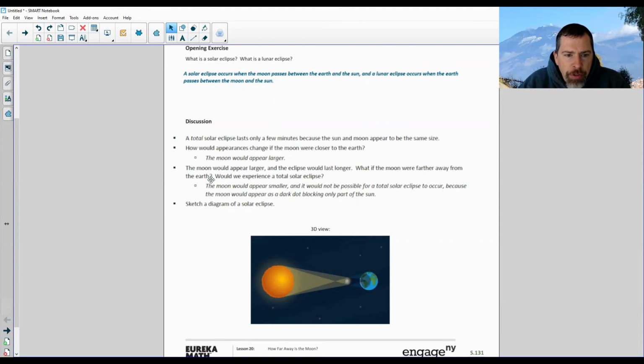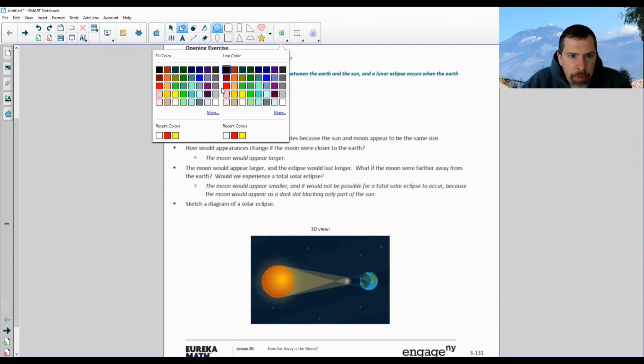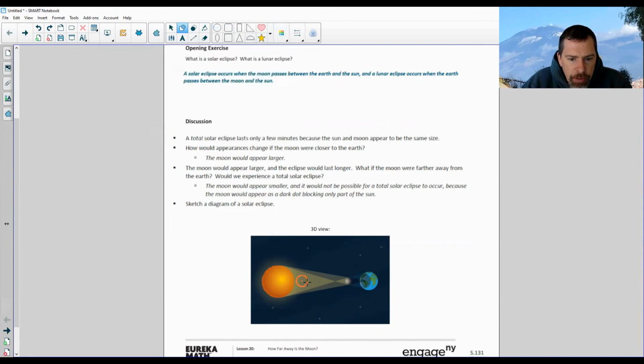If the moon were farther from the earth, would we experience a total solar eclipse? So if the moon was, say, way out over here, so if I drew a circle, and let's make it orange. If I drew a circle, and let's just say the moon was here instead, obviously more of the rays would be hitting the earth and a smaller portion would be totally blocking.